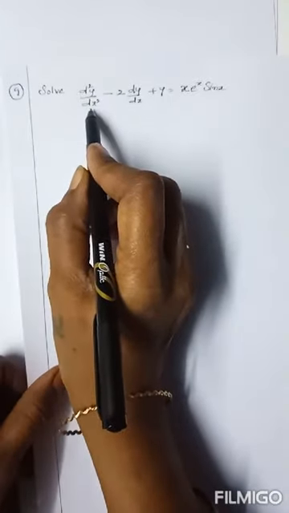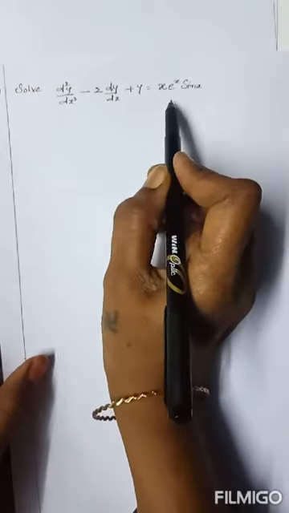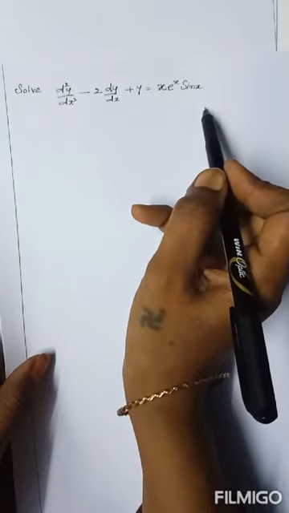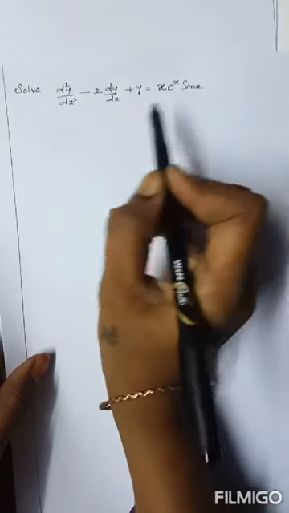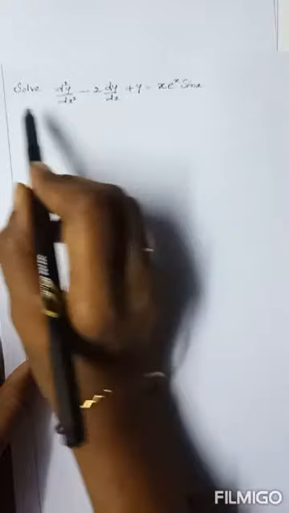Before going to start the solution, first we have to write the standard form of the equation, and then we have to compare the given equation with the standard form of the higher order differential equation, and then we can find yc and yp. Combining both gives us the solution of the given differential equation.